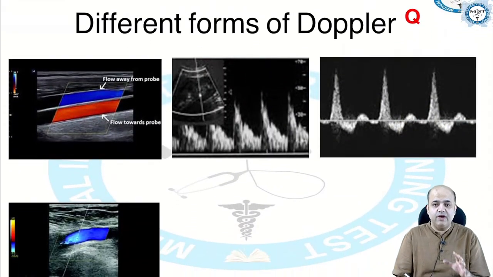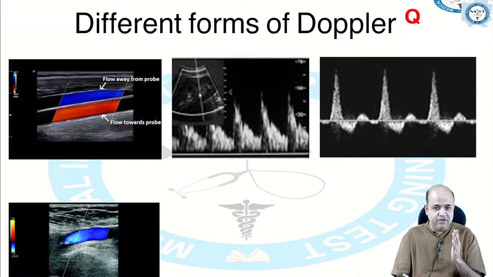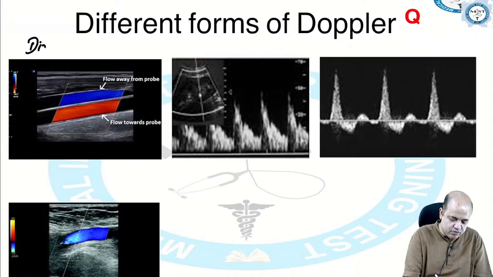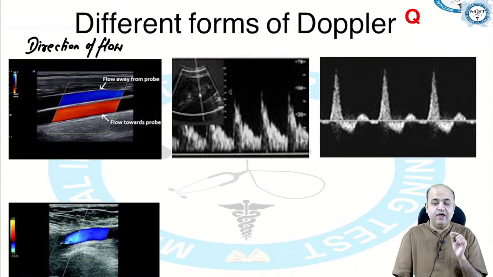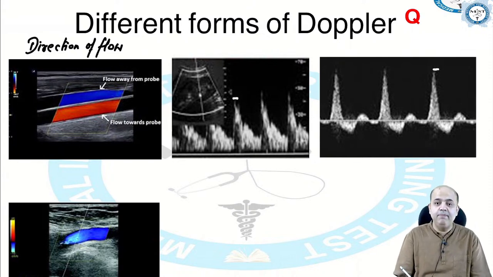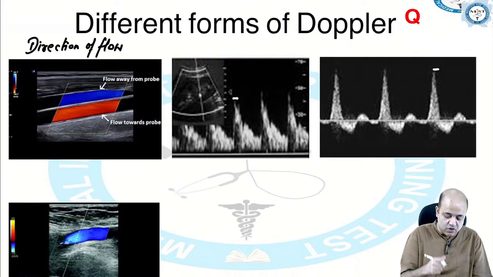Then we also have different forms of the Doppler, or different applications of the Doppler. When we see a blue and a red color, that means we are getting information about the direction of the flow. Then we have the peak velocity. What is the peak velocity of the flow?